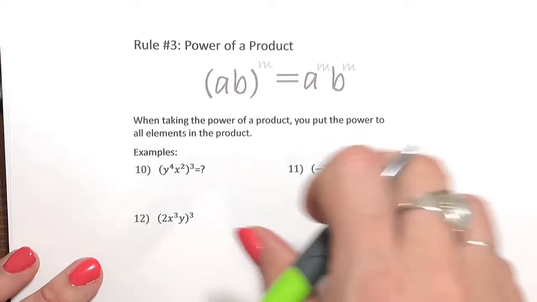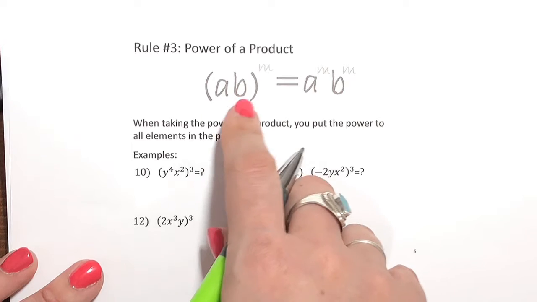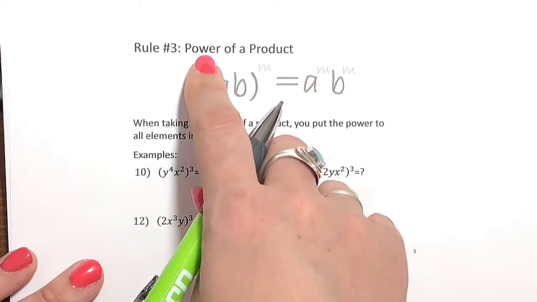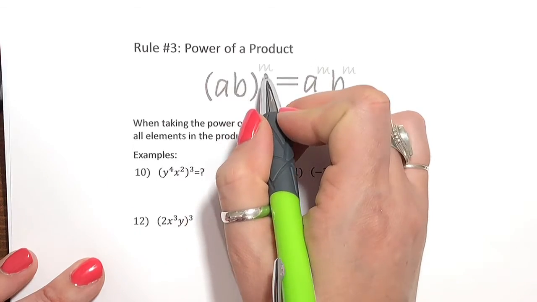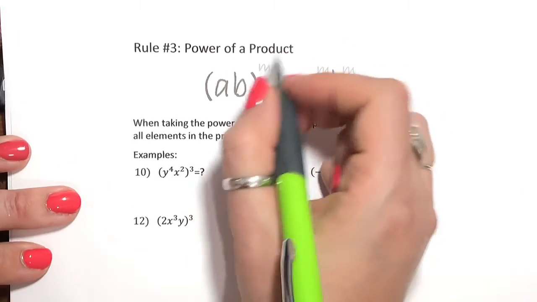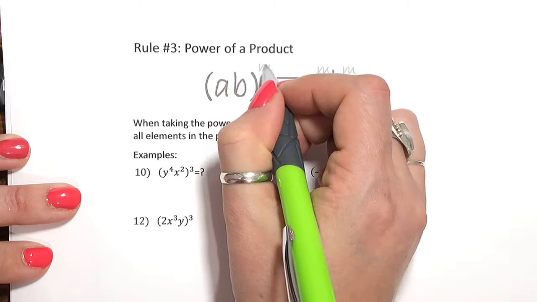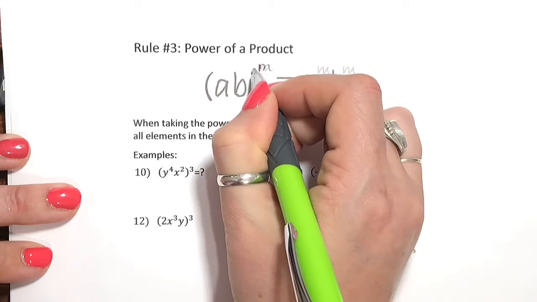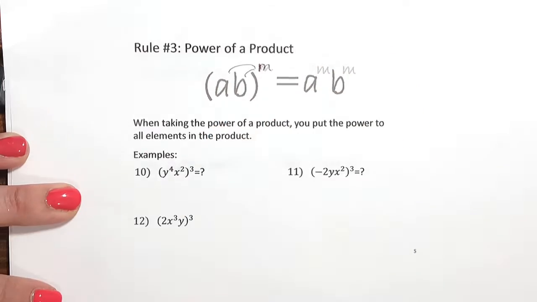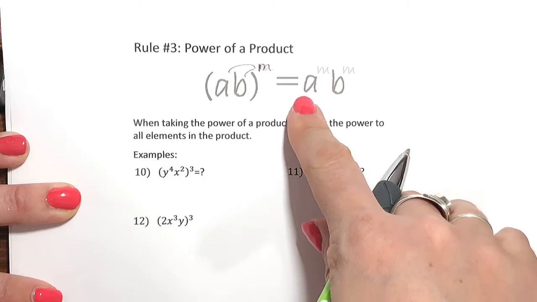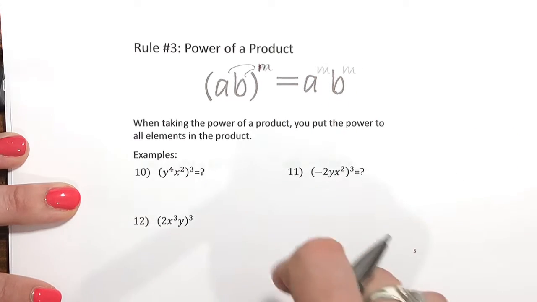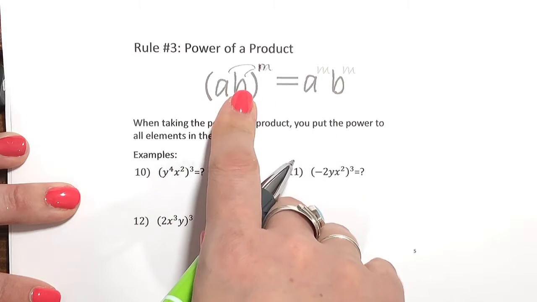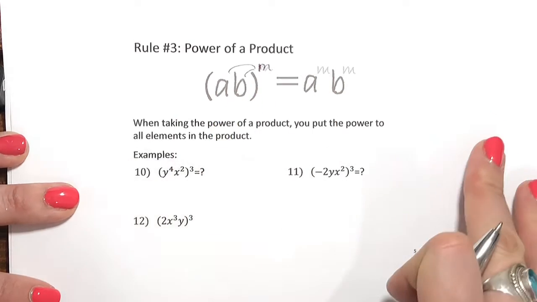So sometimes we have 2 bases inside of parentheses, and this is what we call a power of a product, since we have a product of bases with a power on them. This is essentially, just think of it as distributing this power. This m needs to go to the a and it needs to go to the b. So we would write it as a to the power of m and b to the power of m. And usually you'll use this rule in conjunction with the other rules we just went over.